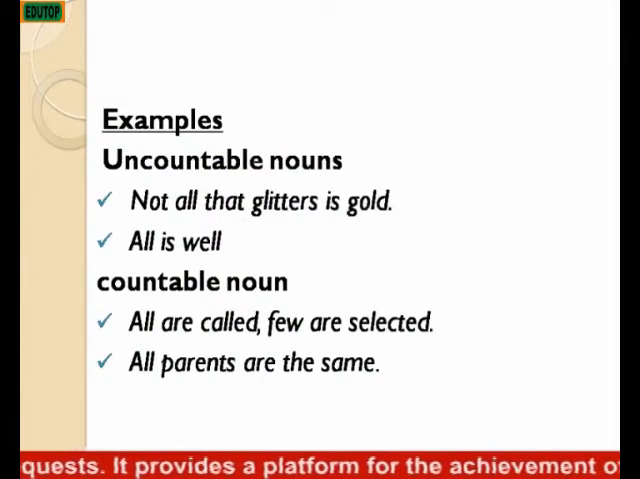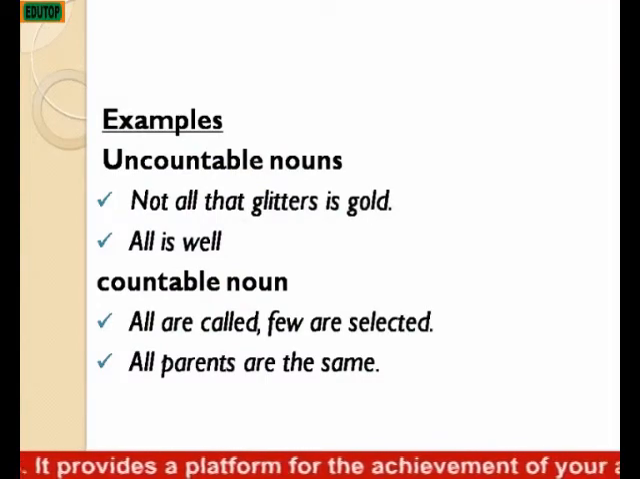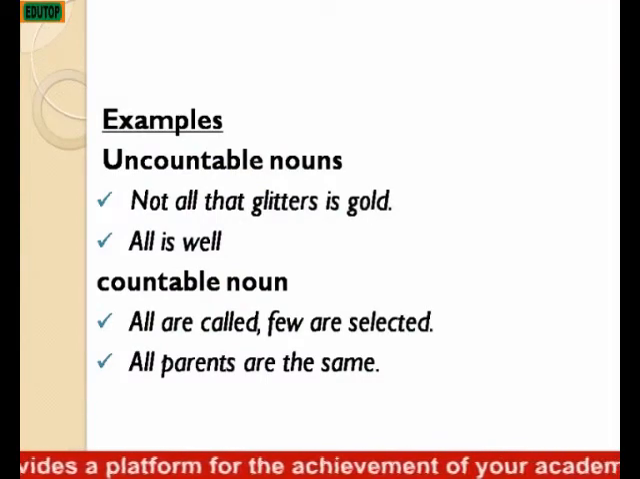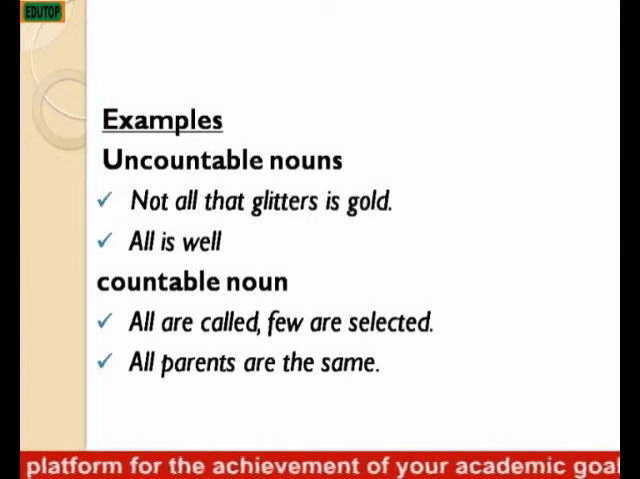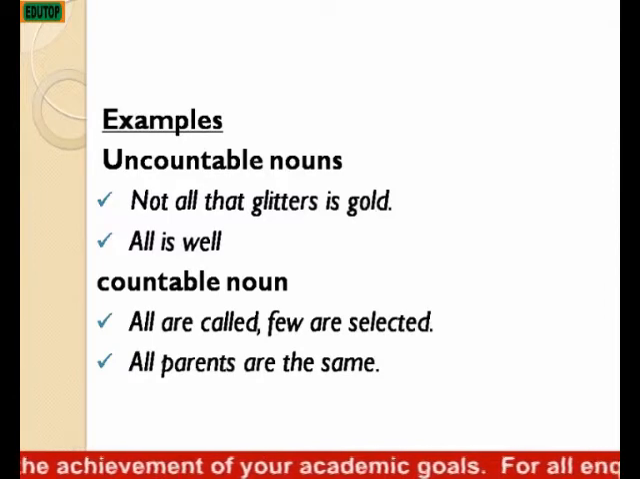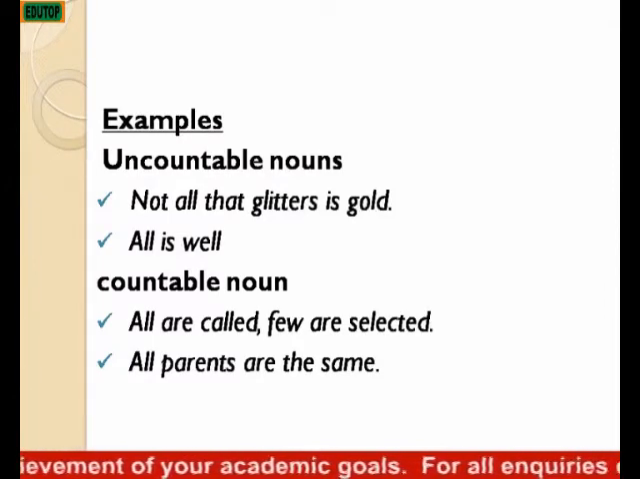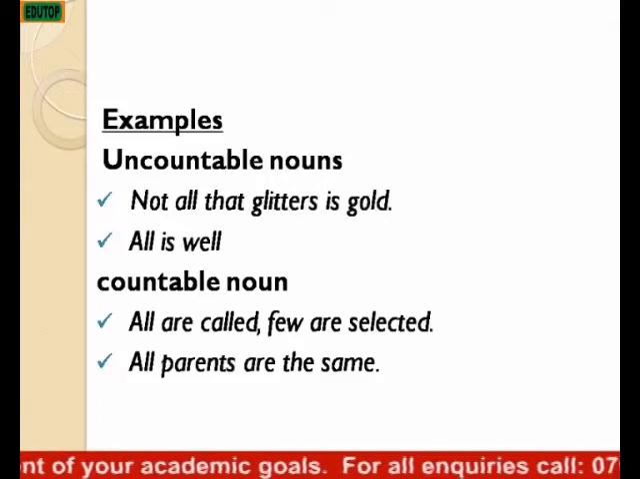Examples: we are considering the uncountable nouns first. Not all that glitters is gold. Then, all is well. These examples reflect uncountable nouns at the subject level. The subjects of the sentences are uncountable nouns.